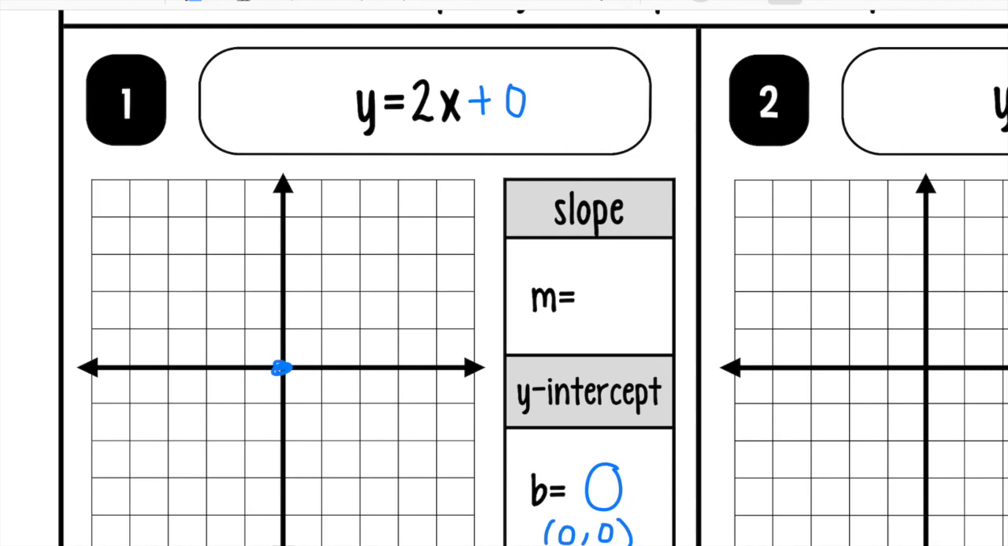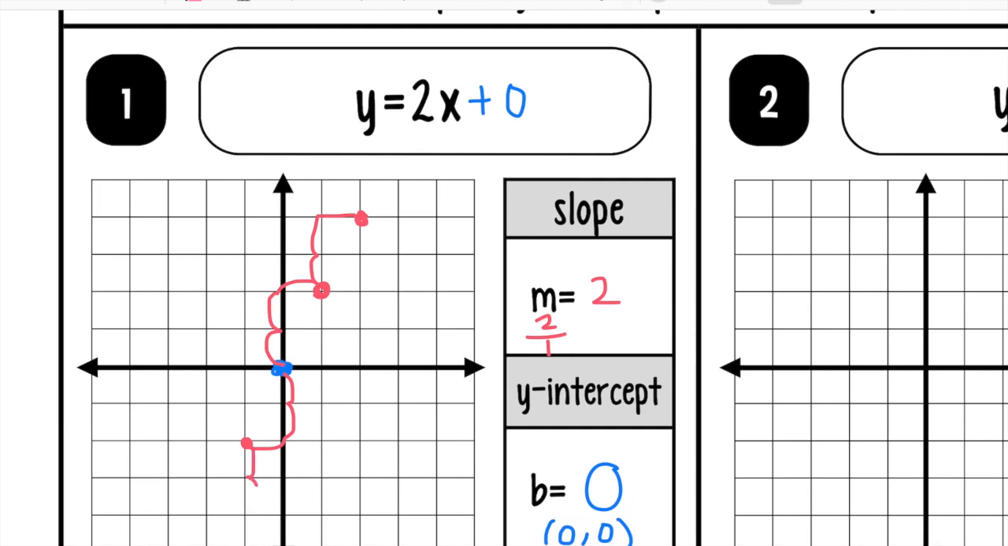Our slope is 2. We can rewrite this as 2 over 1. So our rise is 2, and we move up 2 spaces, and then our run is 1, so we move to the right 1. So then again, going up 2 to the right 1, and then we run out of room. So instead, we can go backwards. Instead of going up 2, we'll go down 2. Instead of going to the right 1, we'll go to the left 1. And this is our line.